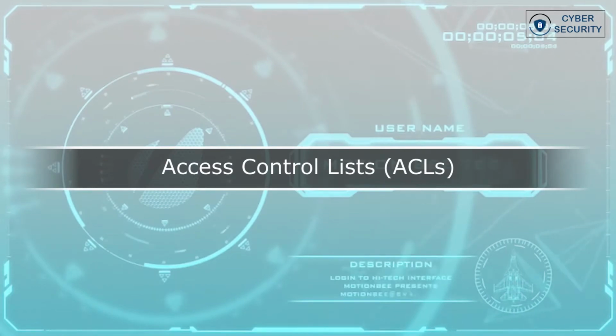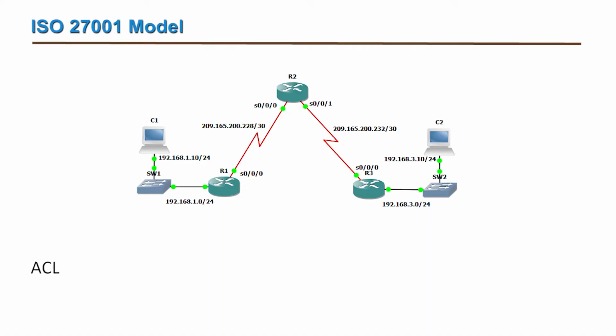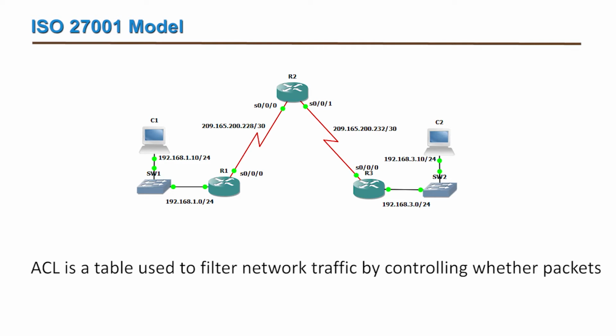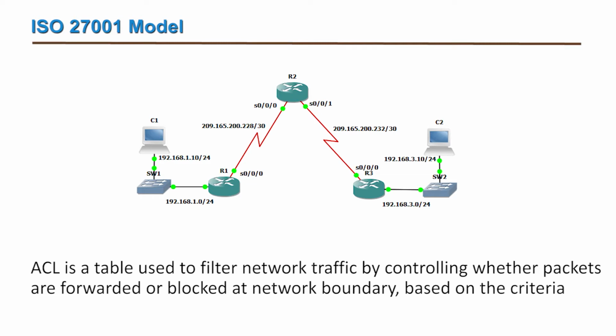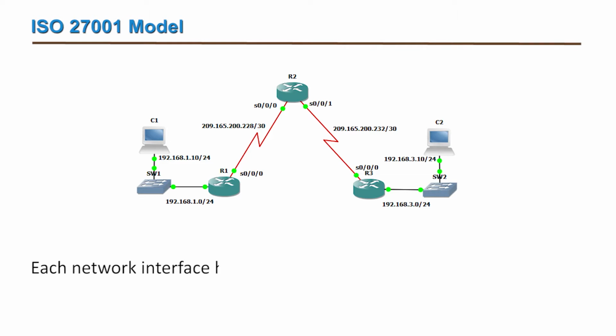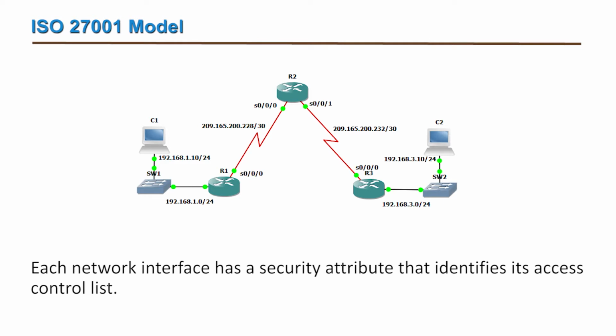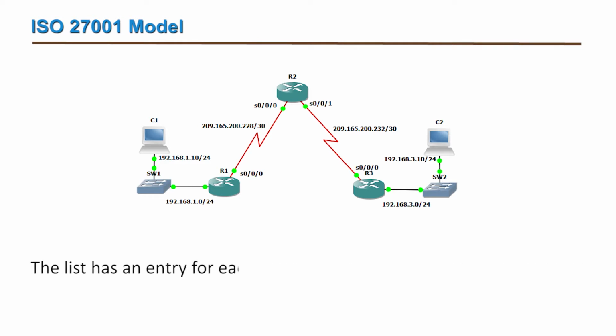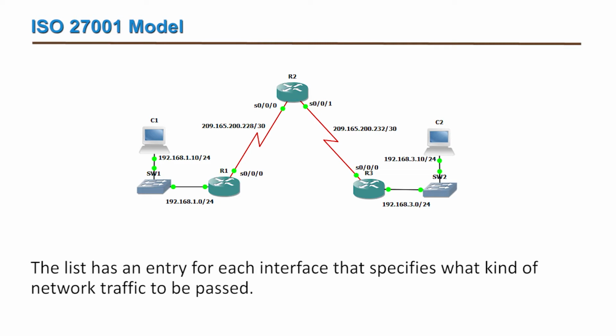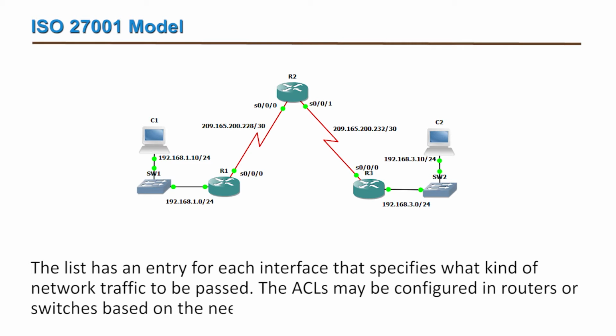Access control lists. In network security terminology, an ACL is a table used to filter the network traffic by controlling whether packets are forwarded or blocked at the network boundary based on the criteria specified within the access list. Each network interface has a specified attribute that identifies its access control list. The list has an entry for each interface that specifies what kind of network traffic is to be passed. ACLs may be configured in routers or switches based on the need.